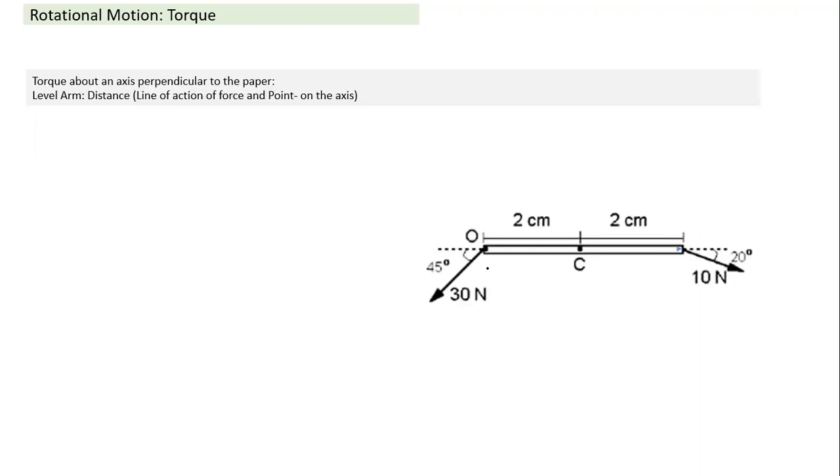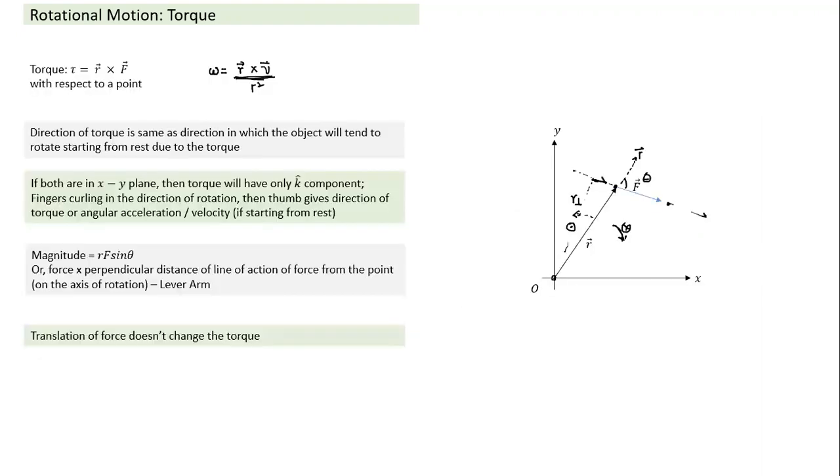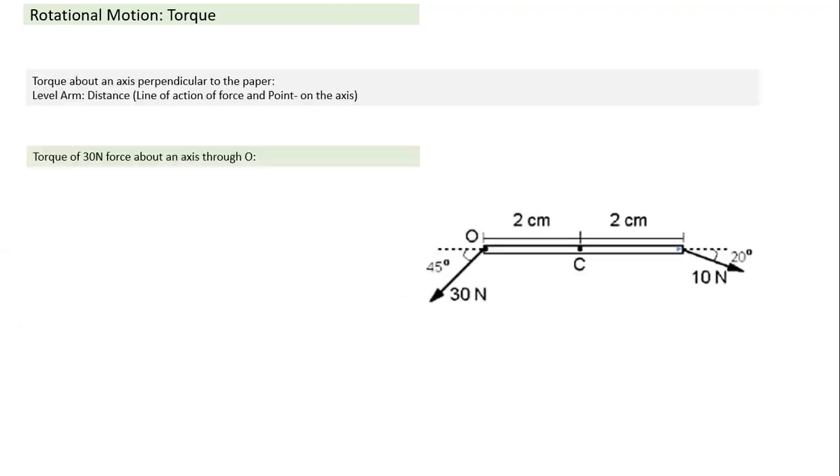Let's take a very simple example. There are two forces acting. Let's see how we calculate torque here. Let's first calculate torque of the 30 Newton force. That statement is meaningless; first, I need to define about which point. If I ask what is the torque of this force about point O or an axis passing through O, then since the axis lies on the line of action of force, it will have zero torque. Any force passing through an axis has zero torque about that axis.